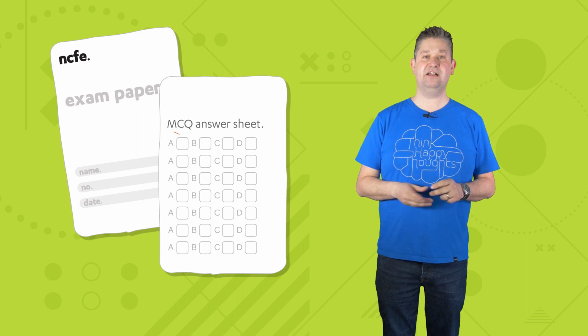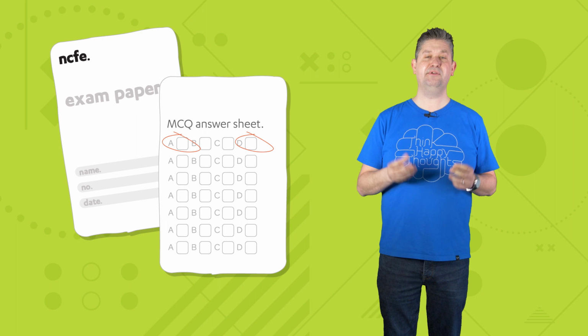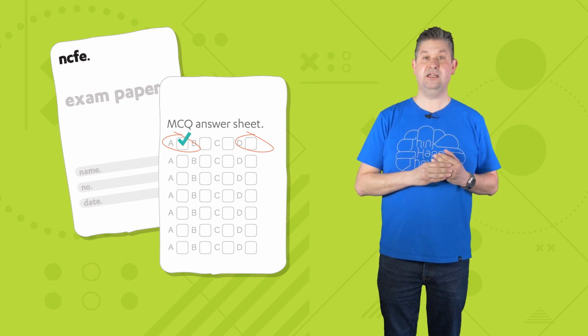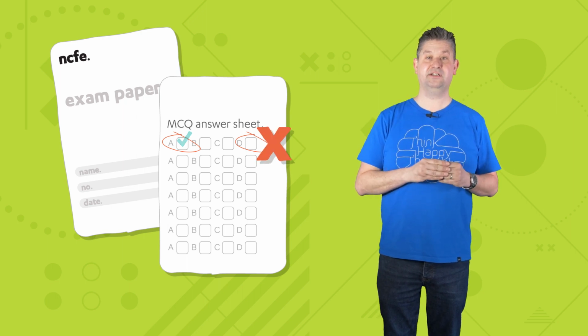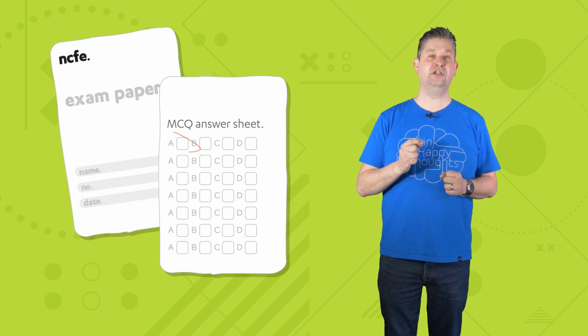Some learners struggle with multiple choice questions. Instead of circling one of the options, they sometimes circle two answers. Even if one of the two answers is right, the examiner cannot apply marks to this. If there is only one mark available, the examiner will only be looking for one response.